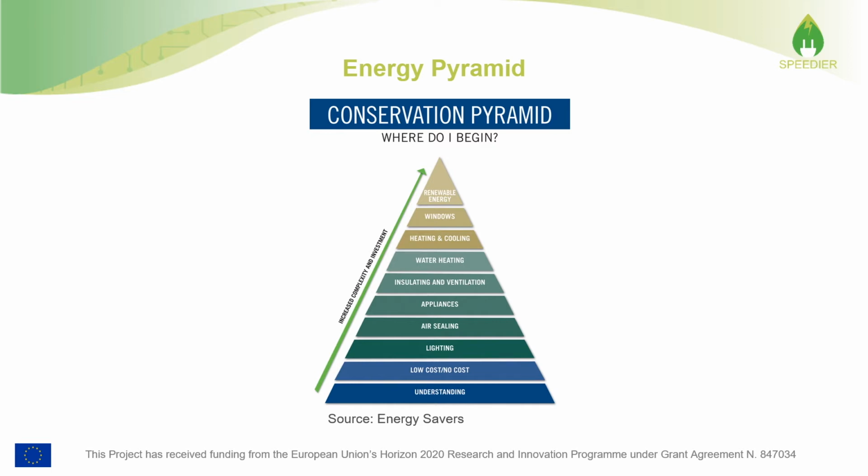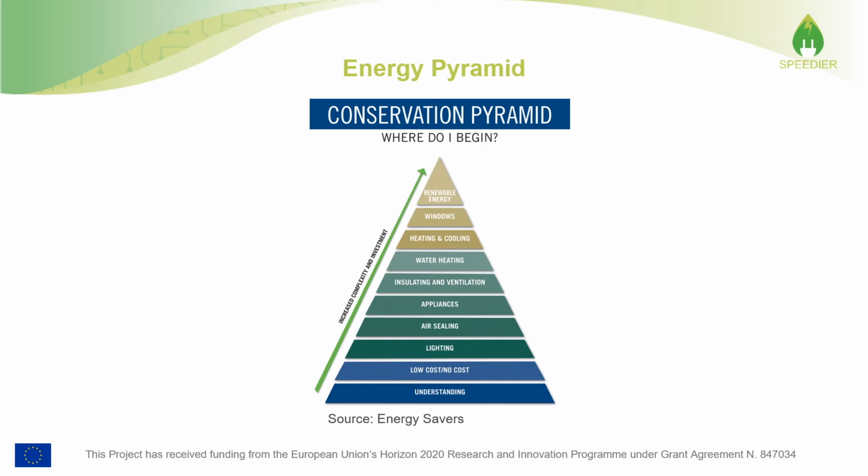Air sealing or air tightness within buildings is another big one. Appliances, insulating and ventilation is big too. Water heating, whether it be a change of boiler or a change of calorifier for your domestic hot water. Heating and cooling, so upgrading your heating system, upgrading your cooling system.